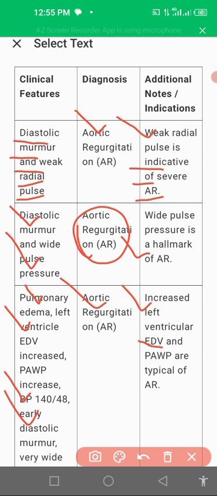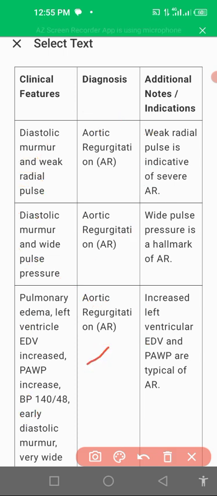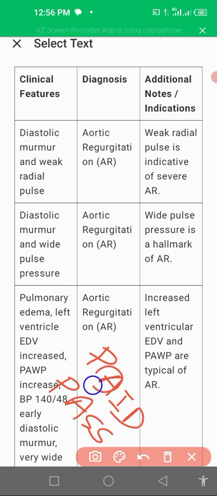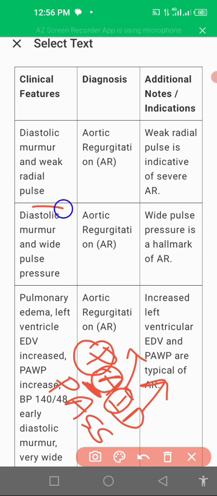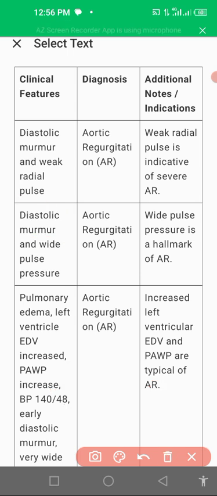Early diastolic murmur. So here is a mnemonic for memorizing these types of clinical features: PAID and PASS. A stands for aortic, P stands for pulmonary, I stands for insufficiency. They are always present with a diastolic murmur. So aortic regurgitation presents with a diastolic murmur. So from here you can look at the mnemonic.